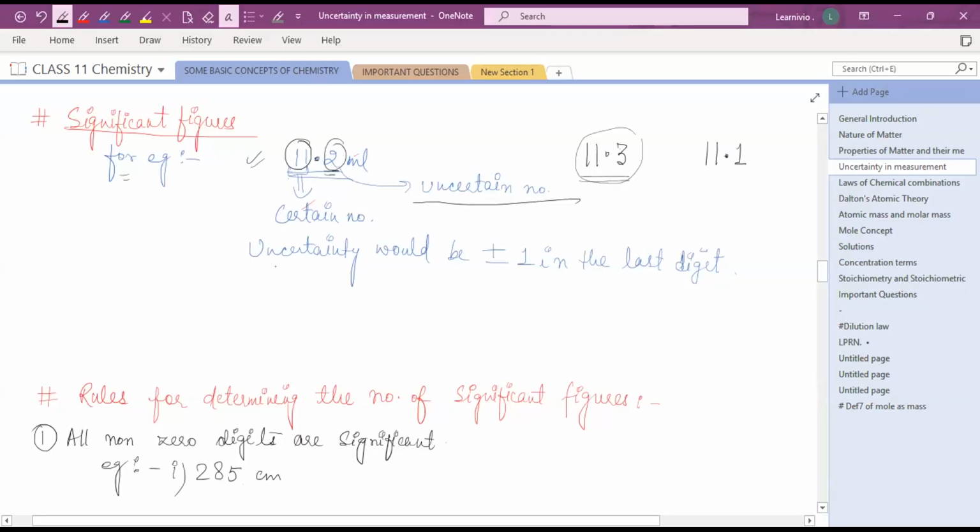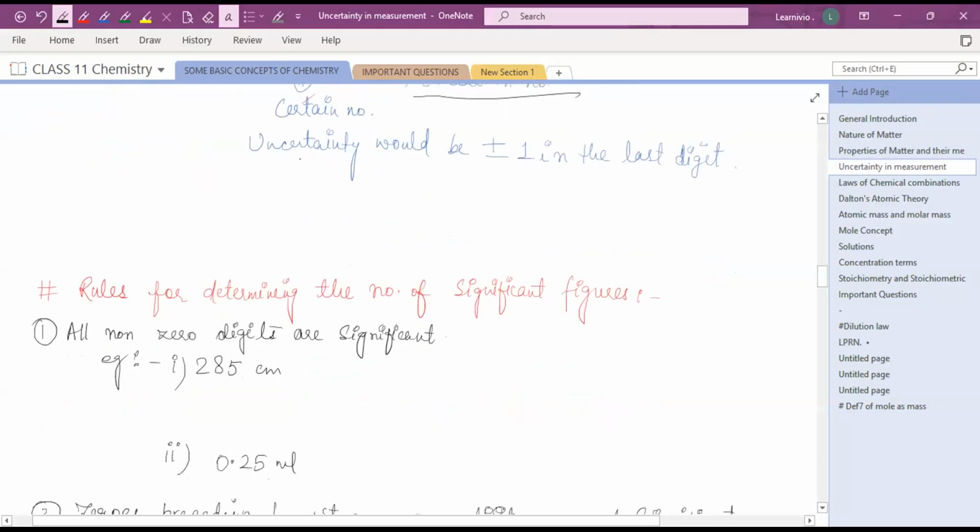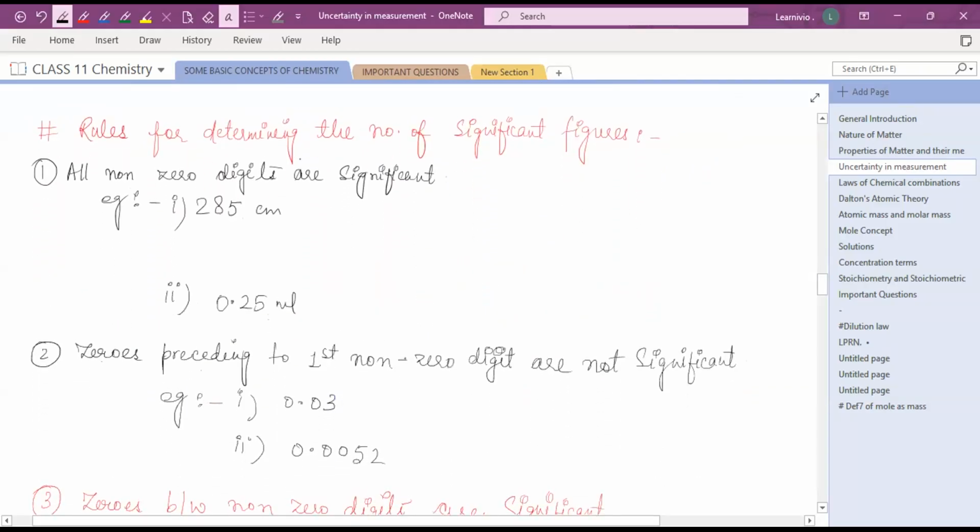And if I ask you how many significant figures are there, for counting the significant figures in any number, there are some rules. So there are some rules for determining the number of significant figures. Let's see one by one what those rules are.